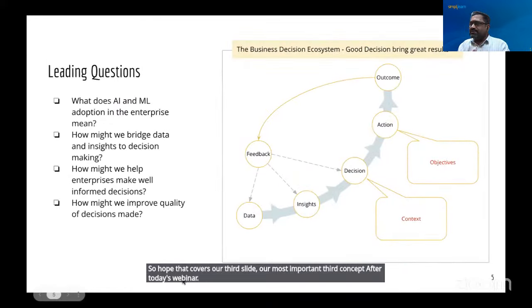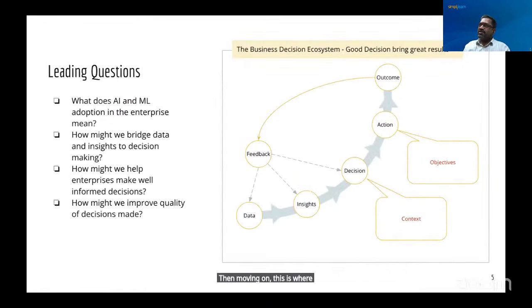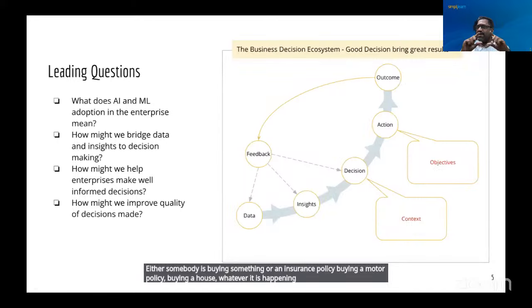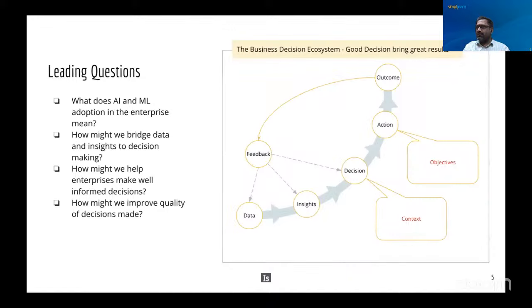Then moving on, this is where the actual application comes into the picture. So what happens in a given scenario? A lot of transactions keep happening. Either somebody is buying something, or an insurance policy, a motor policy, buying a house, whatever it is. Each inquiry, each interaction is recorded as a fact. Okay, some interaction has happened. And this is the essence of that. Somebody wanted to order something, somebody wanted to check on some website.